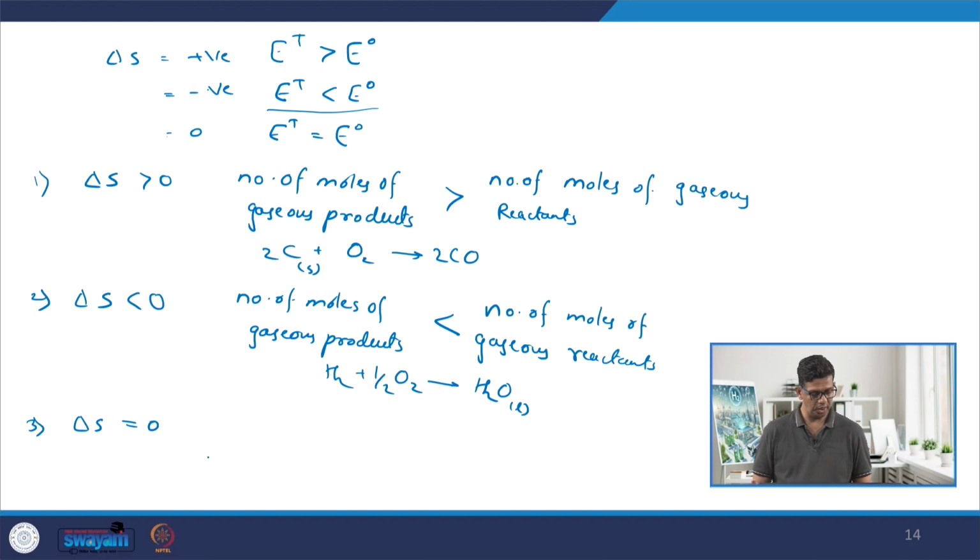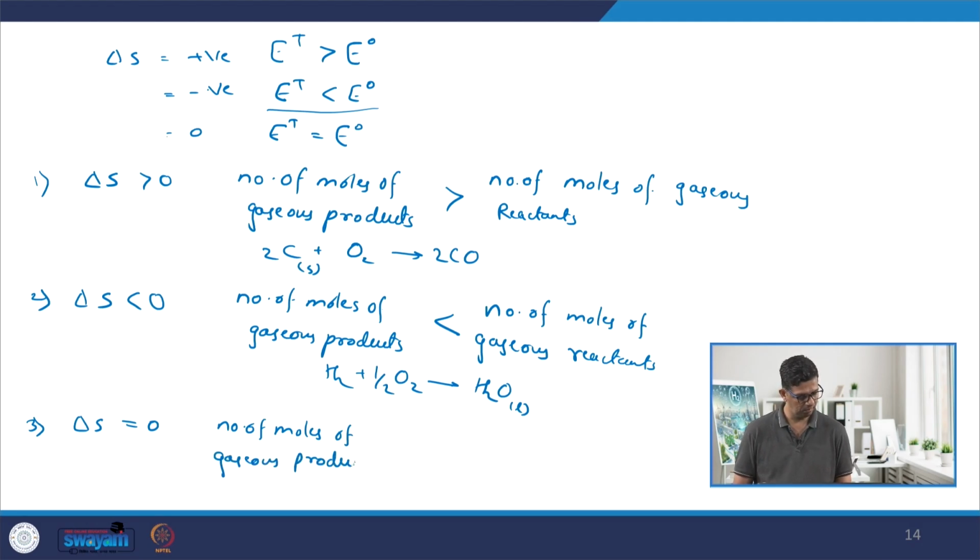Third case is there is no change in the entropy. So, in this case, the number of moles of gaseous products is equal to that of the reactants. An example is complete combustion of carbon that ultimately gives CO2.